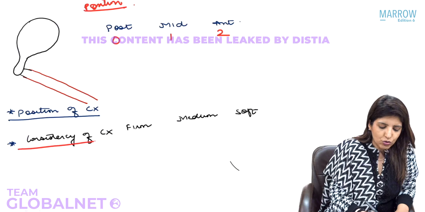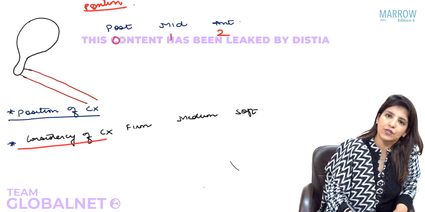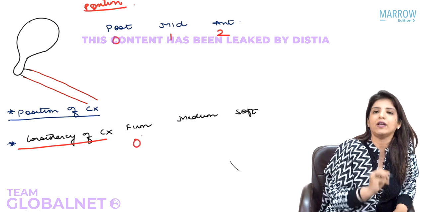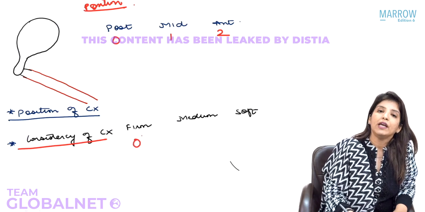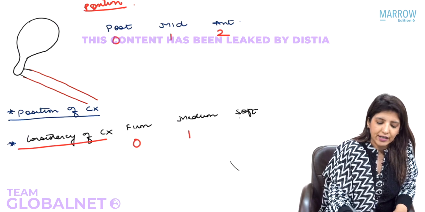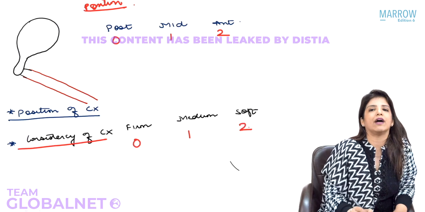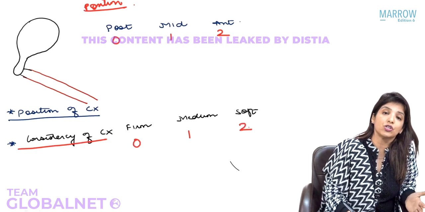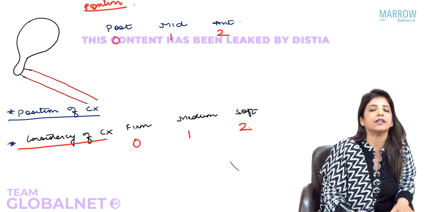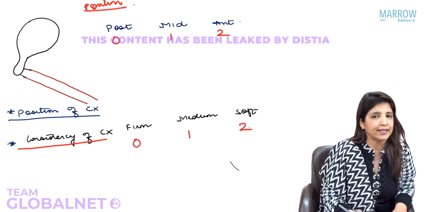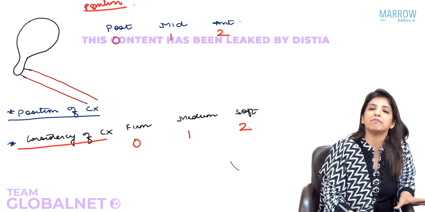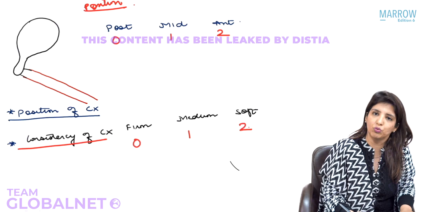Number 2, I'm going to check the consistency of the cervix. If the consistency of the cervix is firm, again, I'm going to give a score of 0. If consistency is medium, I'm going to give a score of 1. And if the cervix is soft, I will give it a score of 2. Right? So this was easy. Position of the cervix and consistency. In position and consistency, the maximum score which you have to give is 2.